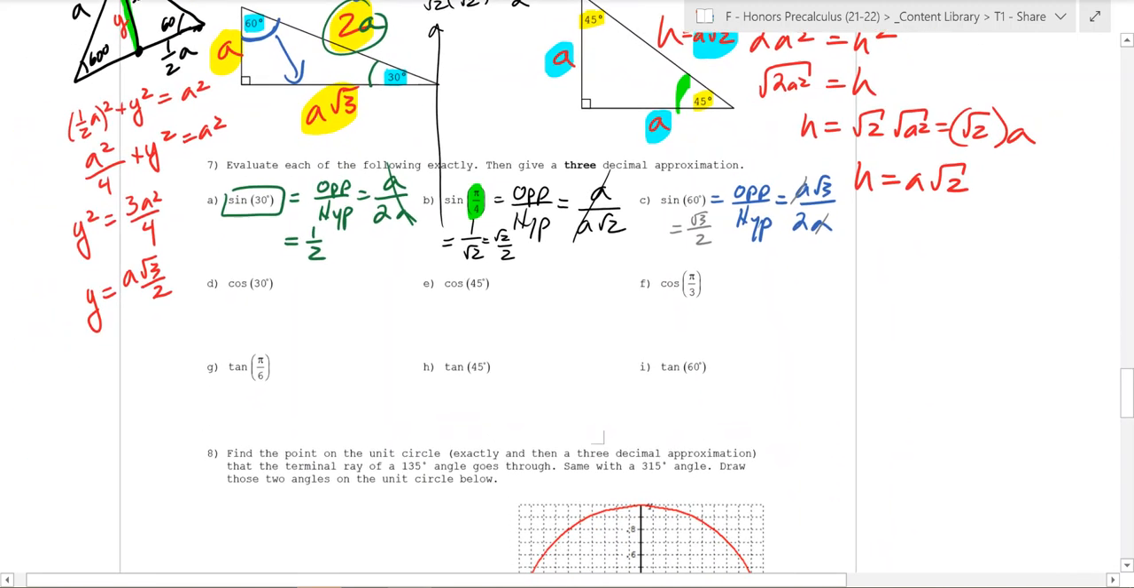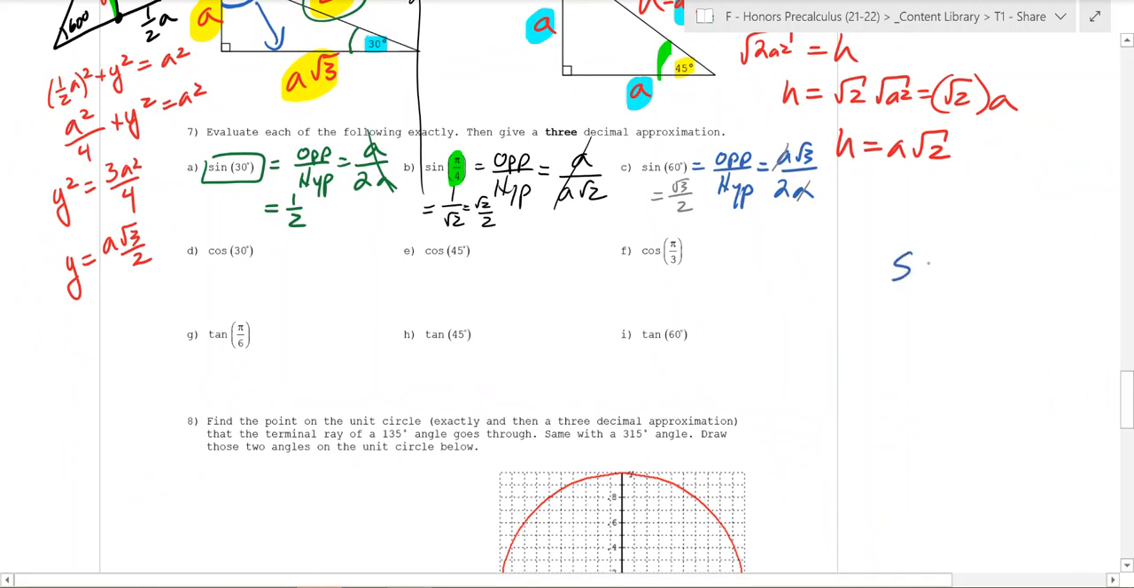So what you just have to remember here each time is SOHCAHTOA. Sine is opposite over hypotenuse, cosine is adjacent over hypotenuse, and tangent is opposite over adjacent.